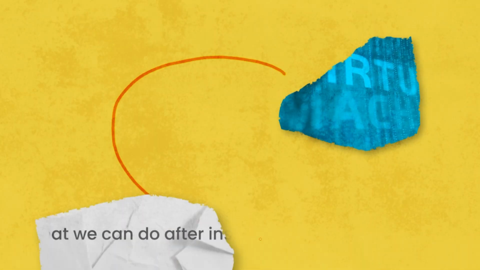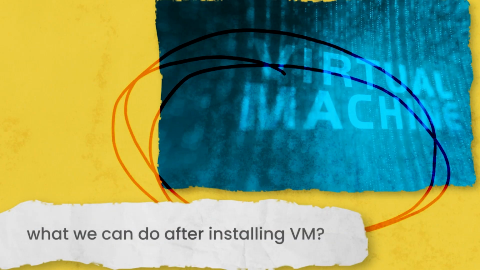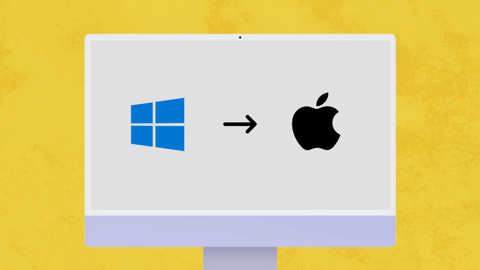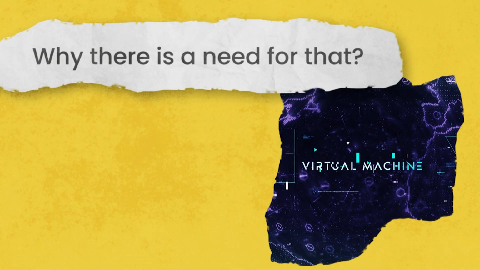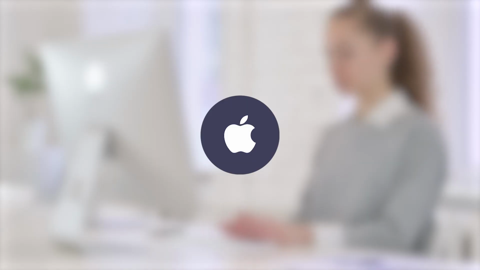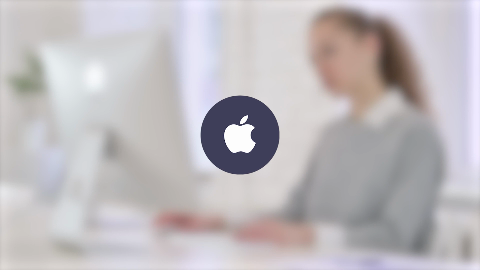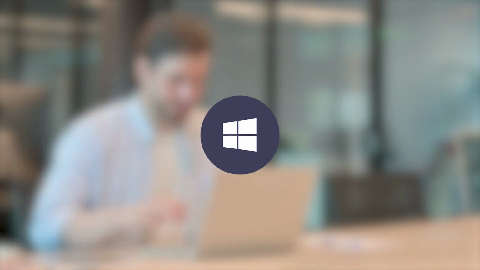You may have a question. What we can do after installing virtual machine in a computer? Let me tell you. Suppose if you want to run Windows operating system in your Mac computer, without virtual machine it is impossible. Using virtual machine, you can run Mac operating system as well as Windows operating system simultaneously in a Mac machine. Why is there a need for that? Because some of the softwares are supported in Mac and some of the softwares you can install even in a Windows operating system.